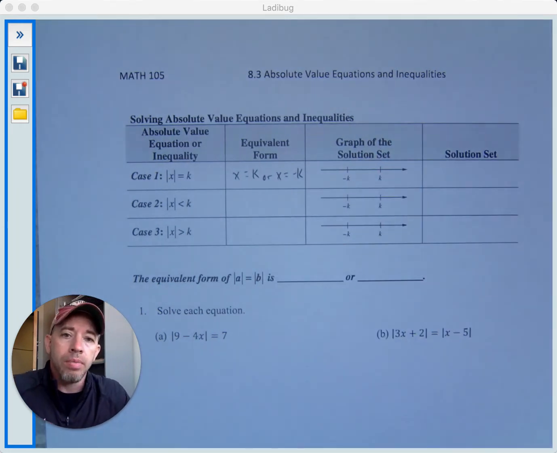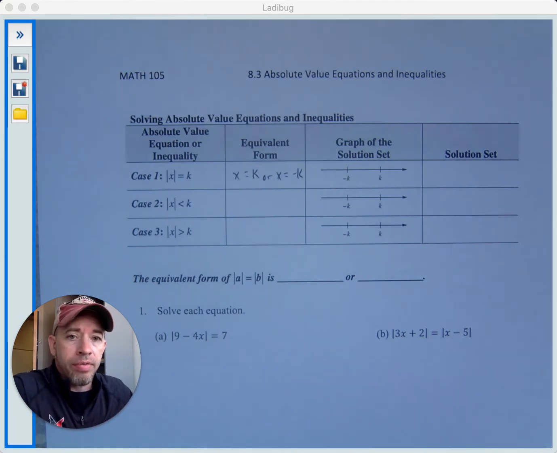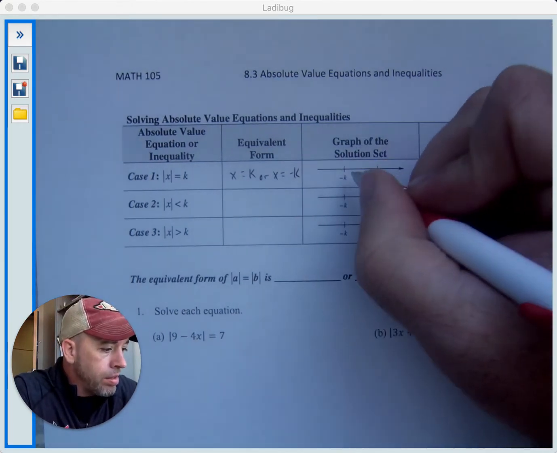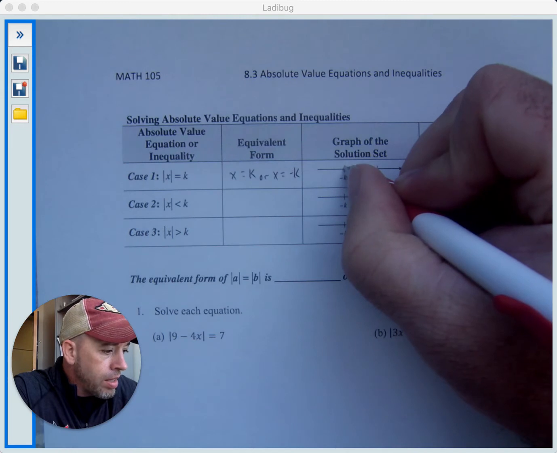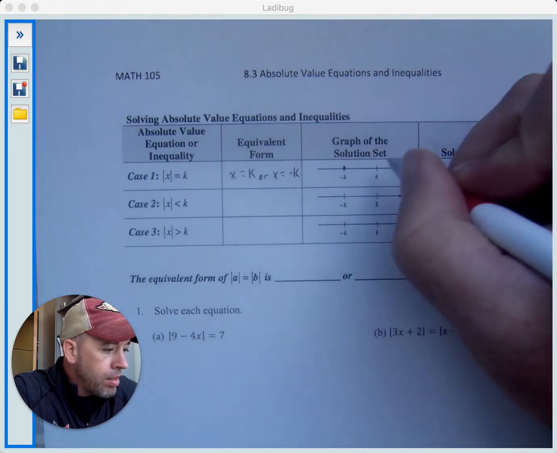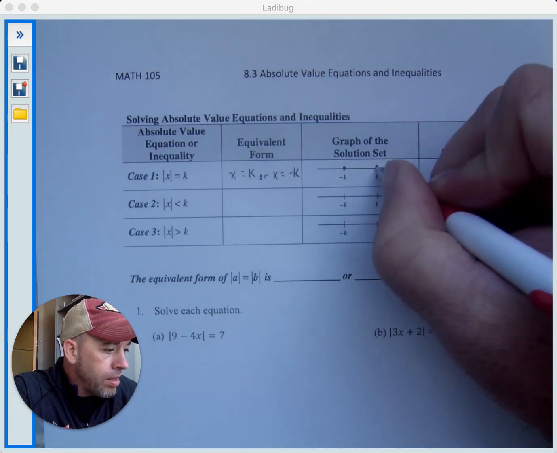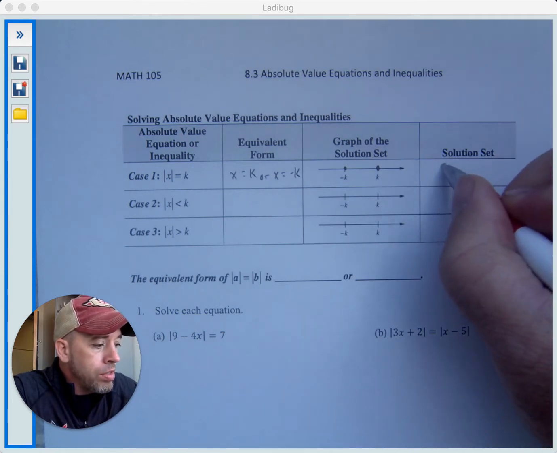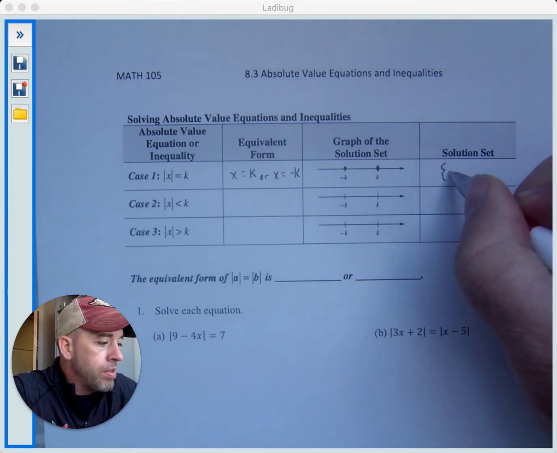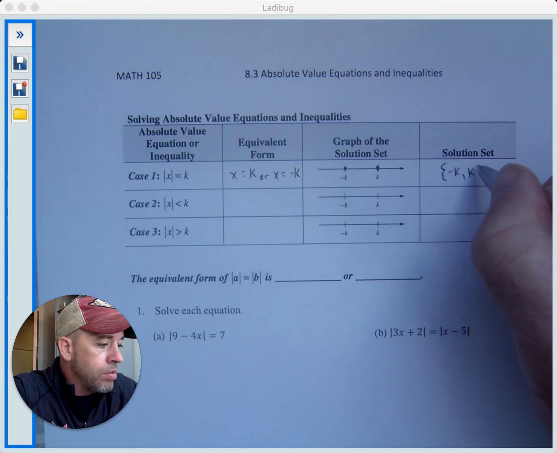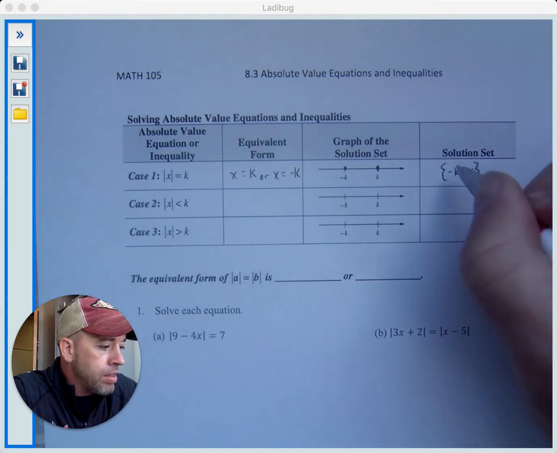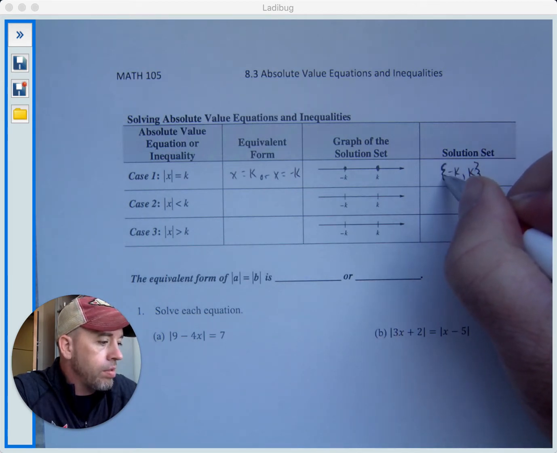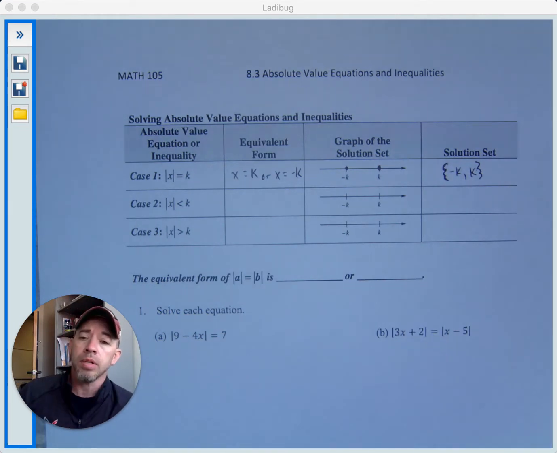So on a number line, if you just had x, you would have two solutions, right? And so we'd have a solution at k. I'm going to use dots here. And negative k. So negative k and k. So your solution set would be the opposite of k and k. I'm usually using these brace symbols as a solution set, just like we did with equations before.